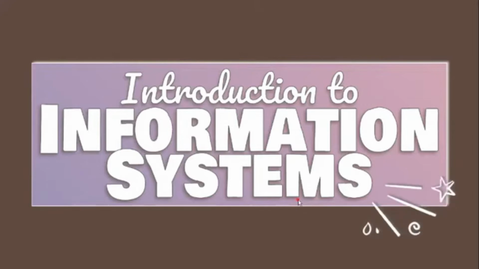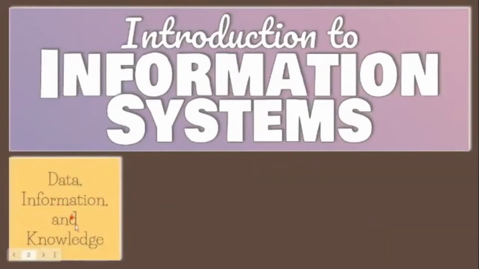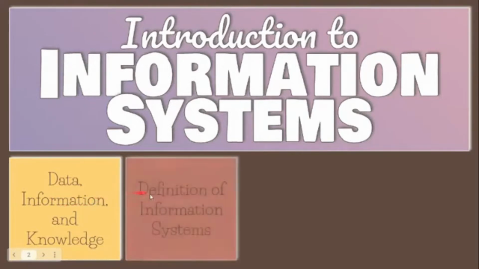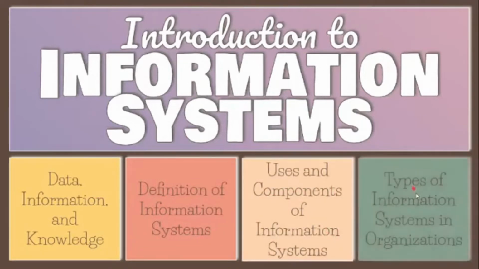In this video, we are going to learn about the difference of data, information, and knowledge, the process of transforming data into information, and the characteristics of quality information, definition of the term information systems, its uses and components, the three types of information systems used in organizations, and the organizational complements to ensure successful implementation and use of systems.